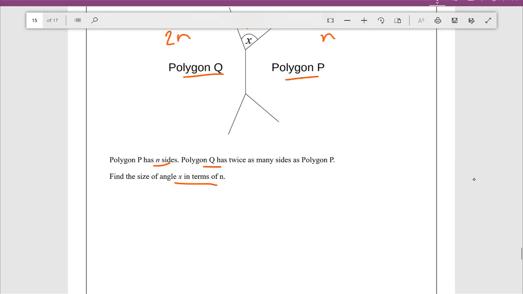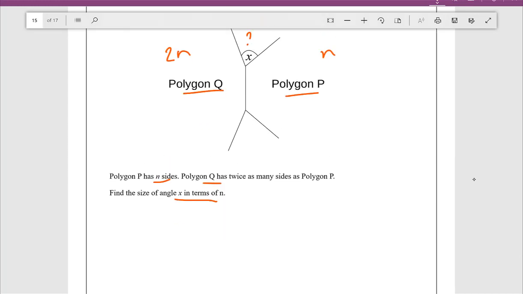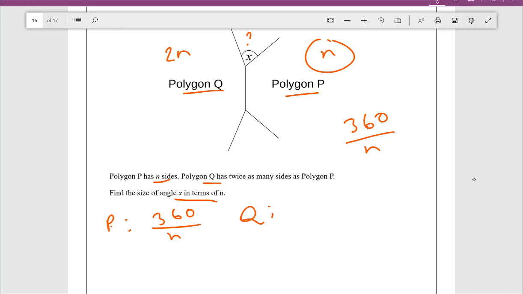Now we know that because it's an exterior angle, the exterior angle rule is 360 divided by the number of sides. For exterior angle P, we're going to have 360 and the number of sides is n, so 360 divided by n. That's for P. And for Q, we have again exterior angle 360 divided by 2n this time, because it has twice the number of sides as polygon P, so divided by 2n. Now what we can do is we can form an equation.